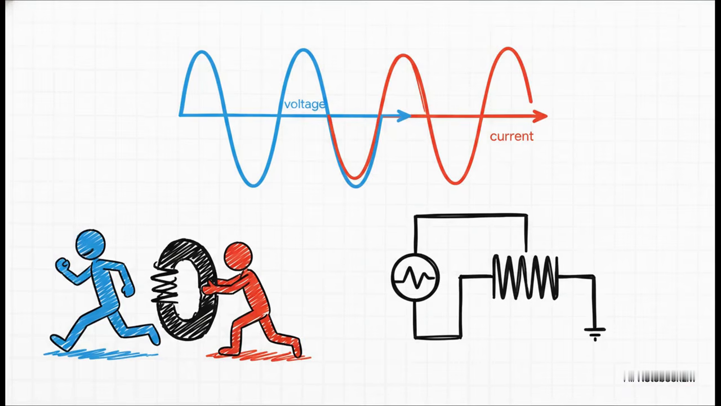First up, the inductor. The best way to think about an inductor is that it has a kind of electrical inertia. It hates change. It fights against any change in the current. So when the AC voltage gives a push, the current is a bit lazy. It's slow to get going. The result? The current wave ends up lagging behind the voltage wave, and not just by a little bit, by a perfect 90 degrees. So the voltage leads, and the current is always playing catch-up.